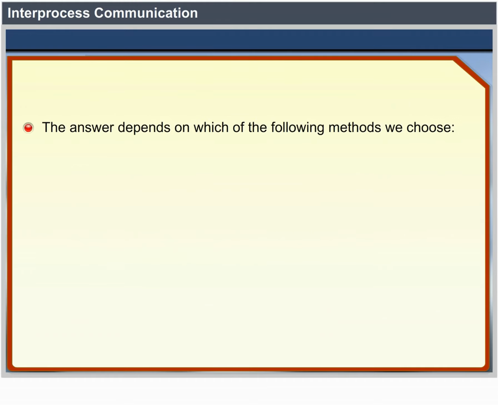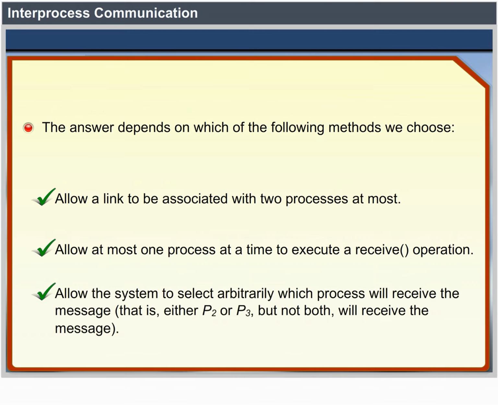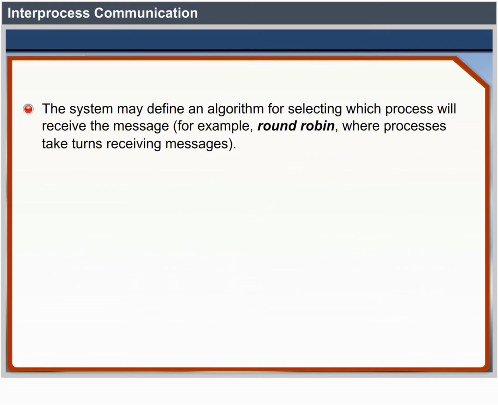Allow a link to be associated with two processes at most. Allow at most one process at a time to execute a receive function operation. Allow the system to select arbitrarily which process will receive the message, that is, either P2 or P3, but not both, will receive the message. The system may define an algorithm for selecting which process will receive the message, for example, round robin, where processes take turns receiving messages. The system may identify the receiver to the sender.